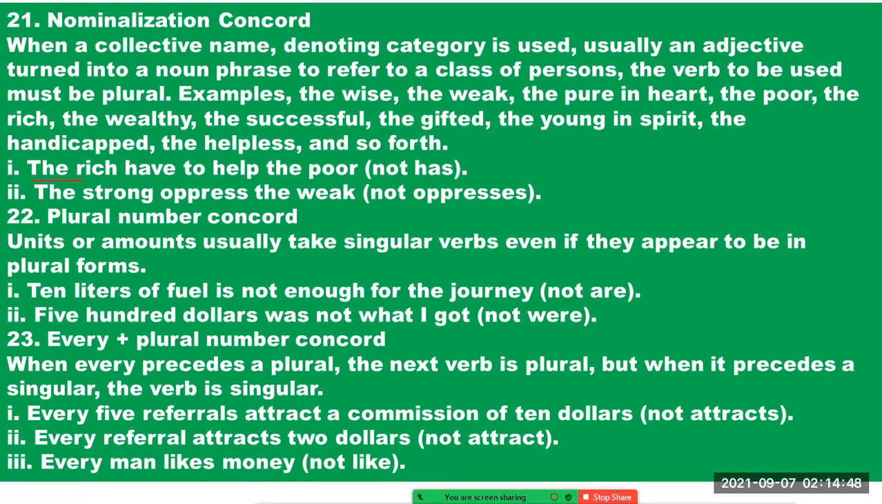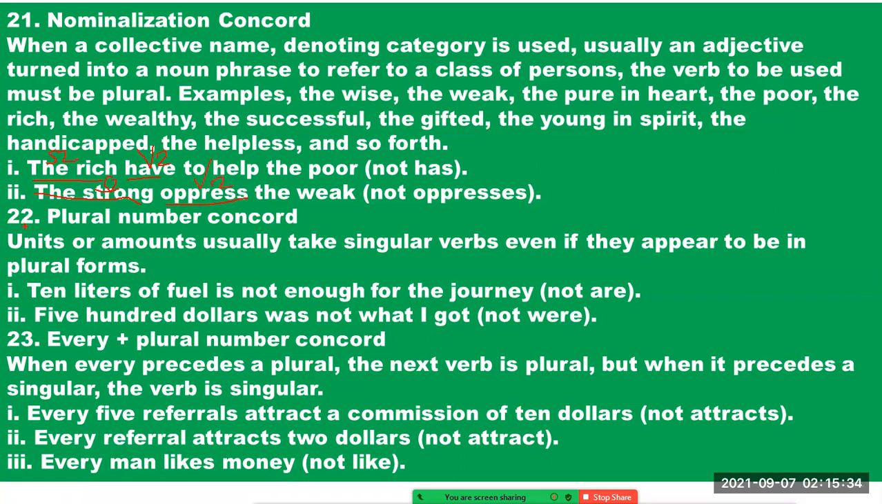So when we talk of the rich, that is S2, plural subject. And so the verb has to be V2. Now, always take note of the fundamental rule number one, that has laid the foundation for our clearer understanding of all the other rules of Concord. Now, the strong oppress the weak. The strong here is S2, which is plural subject, and then oppress is V2, which is plural verb.